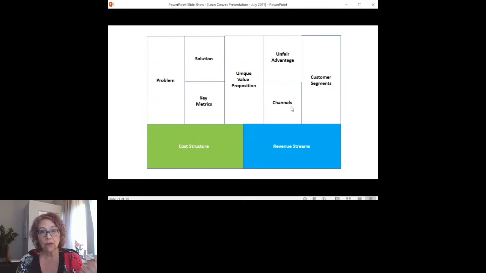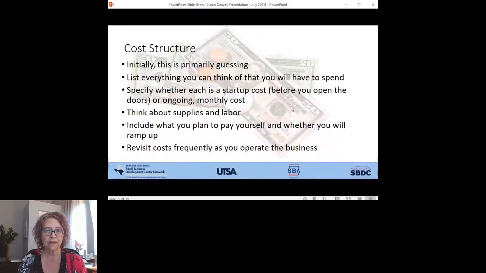And then these two kind of go hand in hand, cost structure and revenue streams, but we'll tackle them separately. So I tell my clients that when they're first starting to figure out all of their costs, they're going to feel like they are pulling numbers out of thin air, right? It's primarily you're just guessing. And as you get more and more accurate information, then you can start to replace those guesstimates with actual numbers. List everything that you can think of that you're going to have to spend to be able to get this started or to move to the next level.